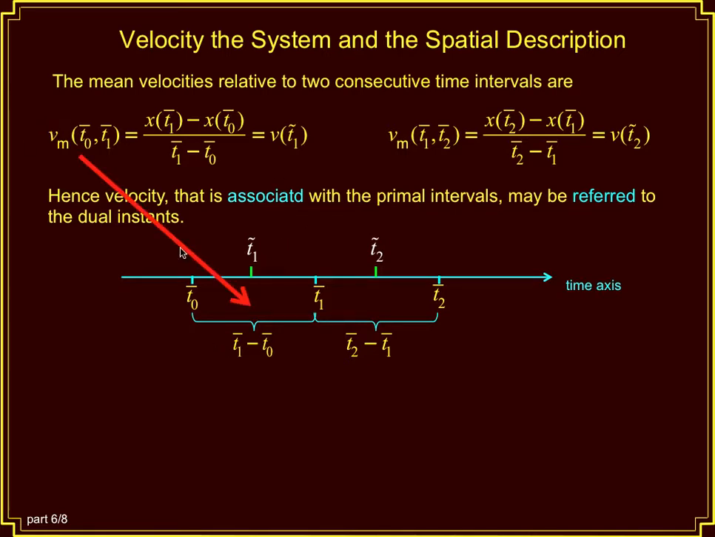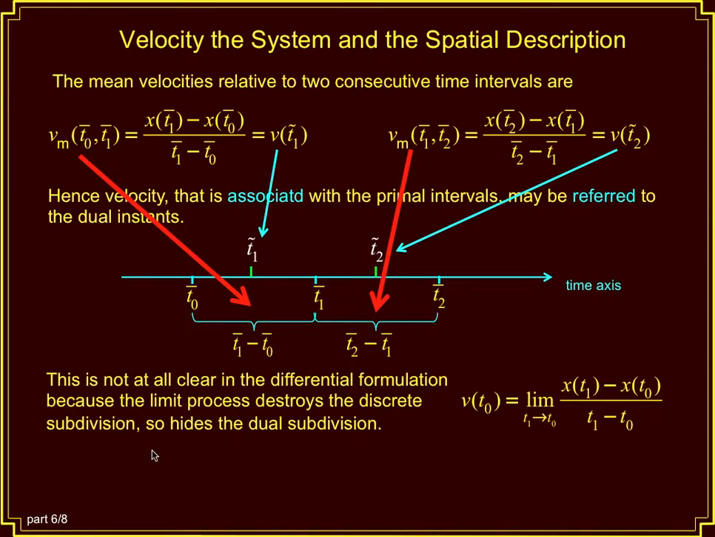Velocity may be referred to the dual instants. On the contrary, the mean velocity is referred to the primal intervals. Also here, the mean velocity is referred to the primal intervals, but the velocity is referred to the instant, the middle instant of the interval.